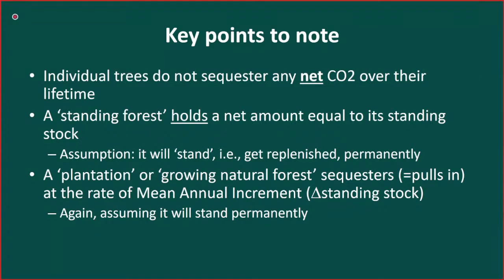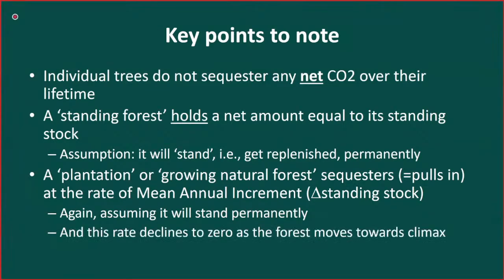And if you didn't, then you will have to replant. And in which case, the standing stock will go up and then come to zero, and will go up and come to zero as you cut. So the average standing stock will be only half, assuming some kind of linear growth and all that. It will be something roughly half of the peak standing stock of that plantation, right?